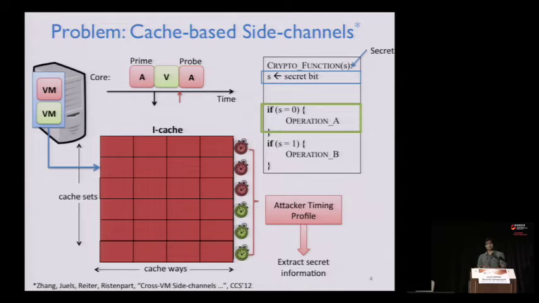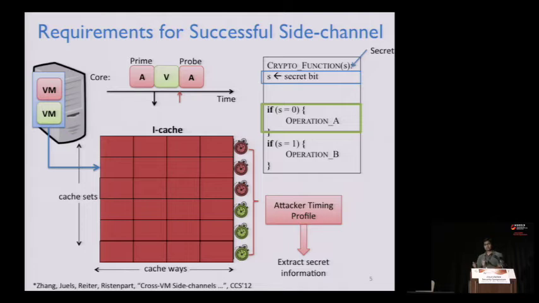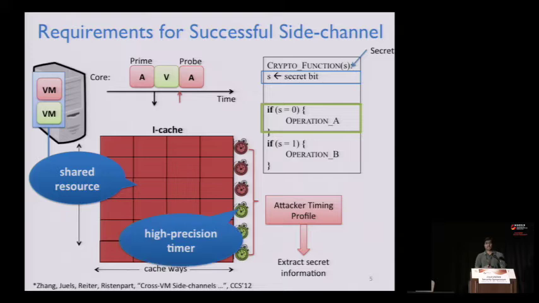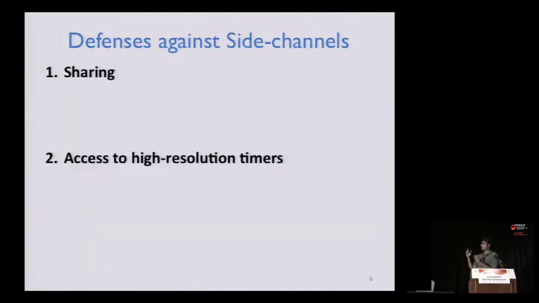Although this is a very simplified version of the actual attack presented in CCS 2012, this captures the main crux of the cross-VM side channel attack. Particularly, there are three requirements for the success of such an attack. One is that the attacker and the victim should share the same resource, here the instruction cache. And the attacker should have access to a high-resolution timer, and he should also be able to preempt the victim frequently and quickly.